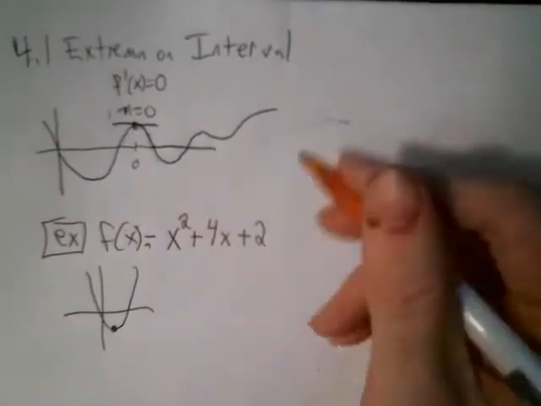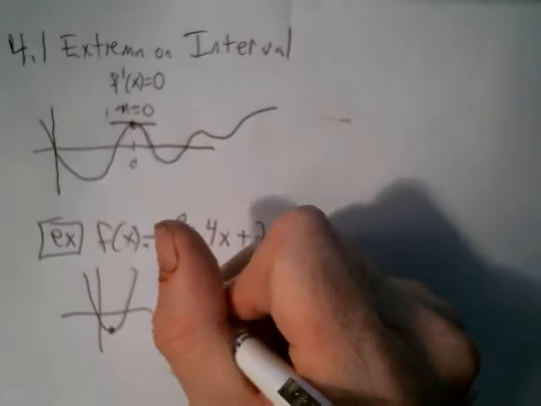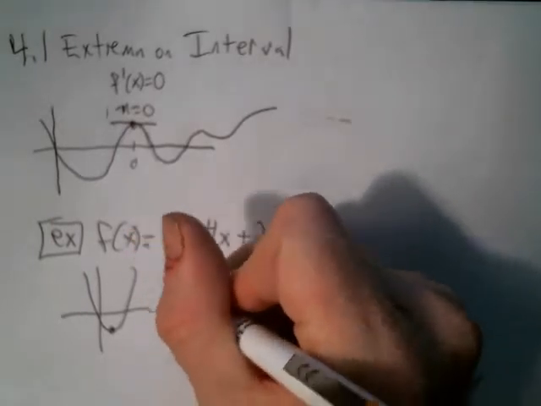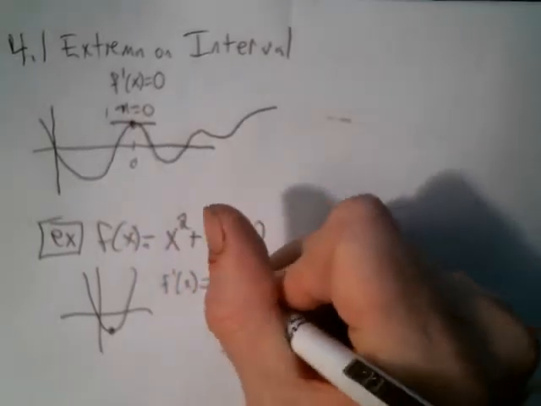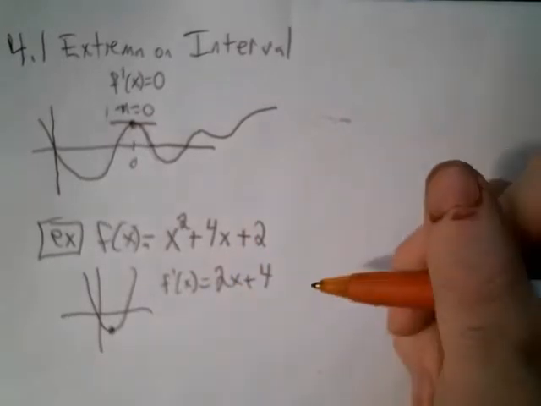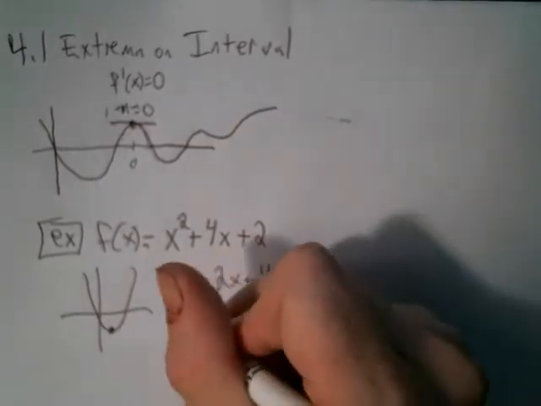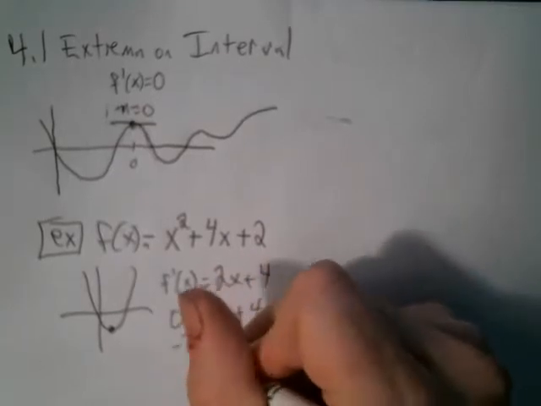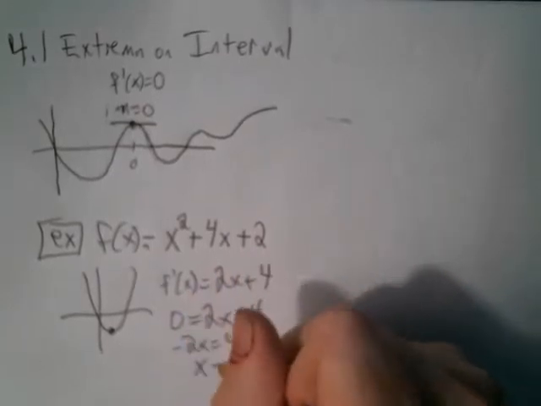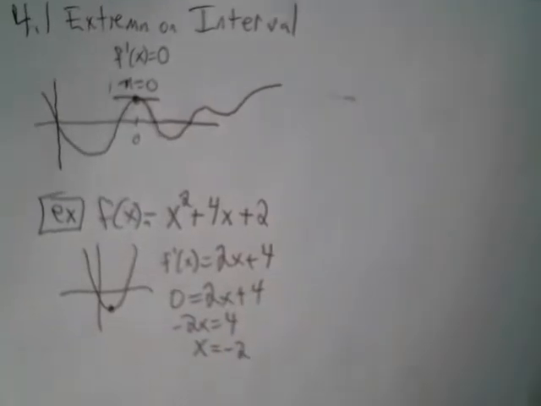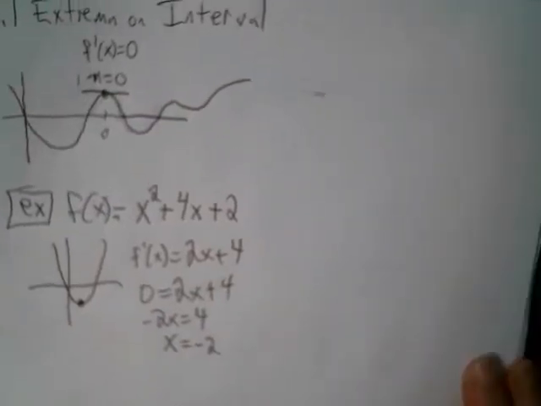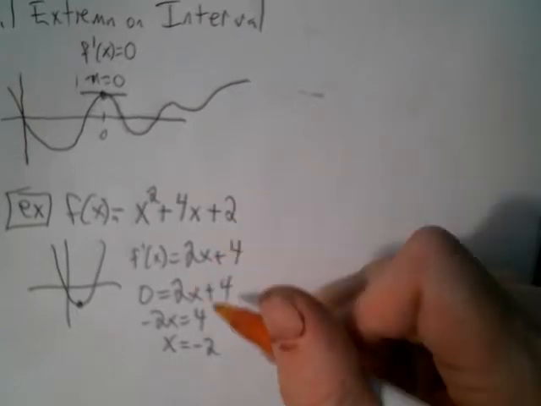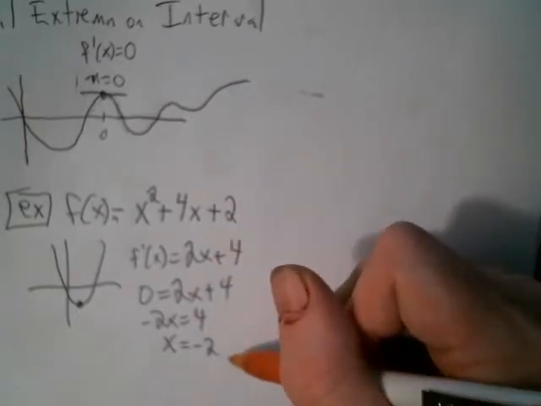So the vertex is, well, I'll take the derivative. I have f prime of x is 2x plus 4. Set the derivative equal to 0. 2x plus 4 equals 0, so negative 2x equals 4, and x is negative 2. What I'm saying is that thing is the x-coordinate of the vertex.